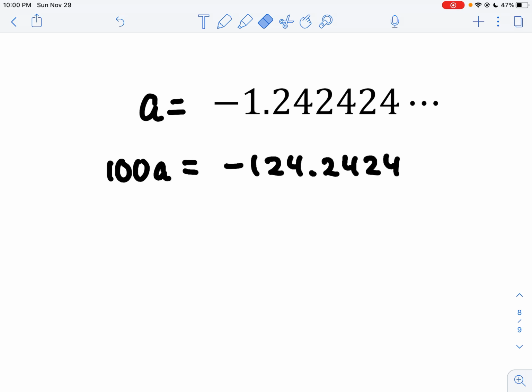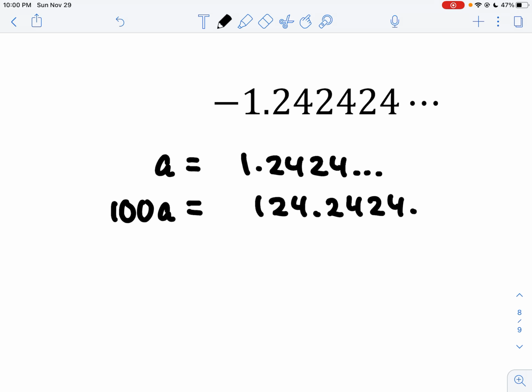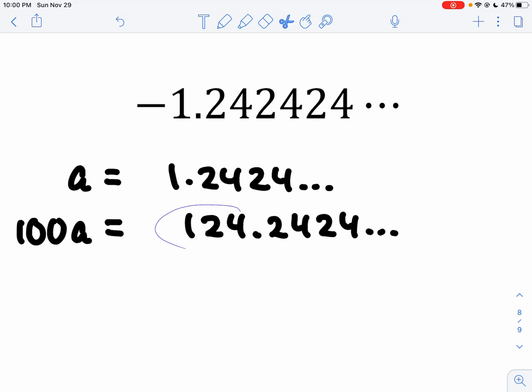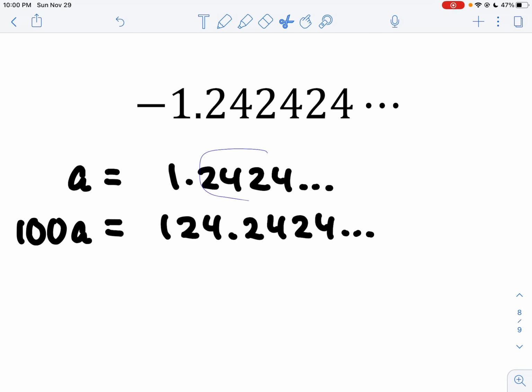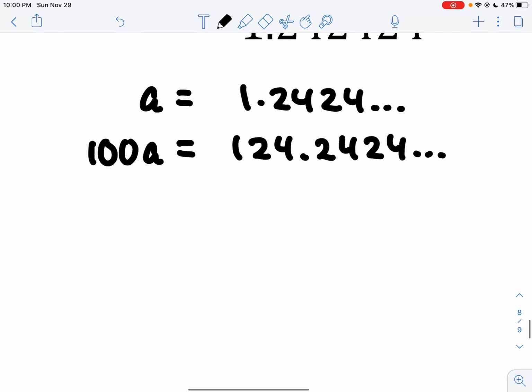And now I can effectively ignore this minus sign, and just consider doing the positive version. So let me write that more formally. Let's not call the negative number a. Let's just say a is the positive version of this. So a is positive 1.2424, etc. 100 times a is 124.24, etc. And what's convenient here is that the decimal parts are now identical. Right? The 0.24 repeating forever you see in both spots.